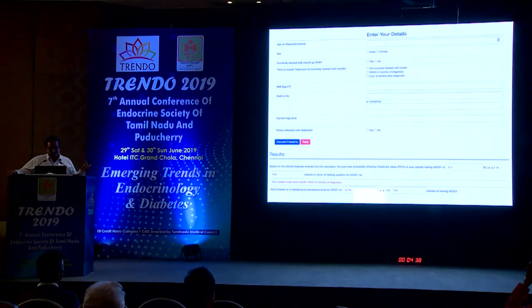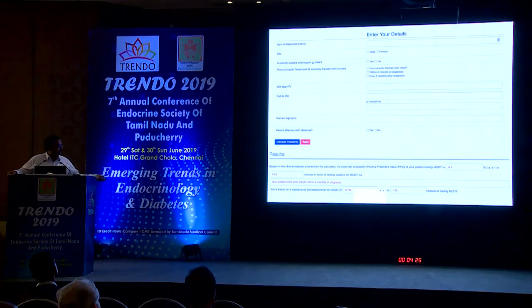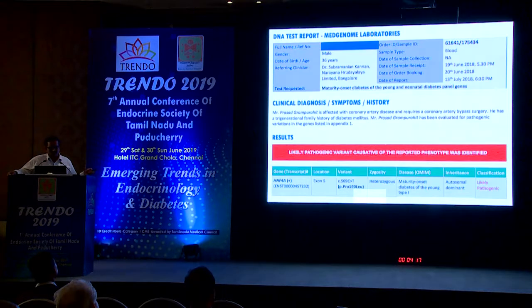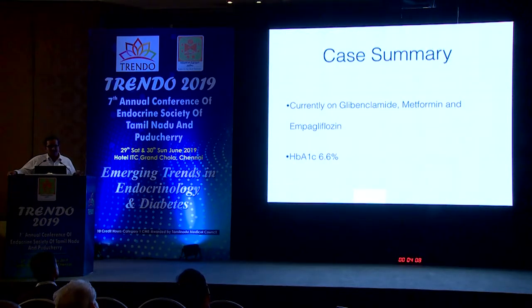And let's skip that. There is a very nice MODY probability calculator developed by the Hattersley group online. You can put in your patient's details, and it will tell you in the end what your risk of having a positive test for MODY is. And this patient's predictive value was around 1 in 5, so it was quite high. So we ended up doing genetic testing, and it did come back positive for HNF4 alpha. And currently he is on glibenclamide, metformin, and empagliflozin.